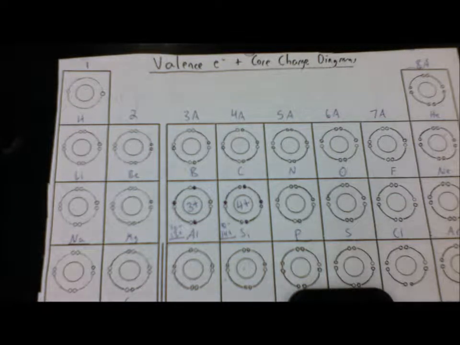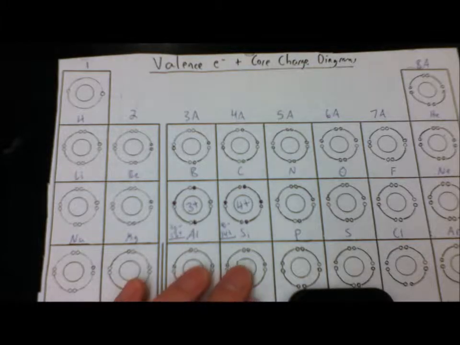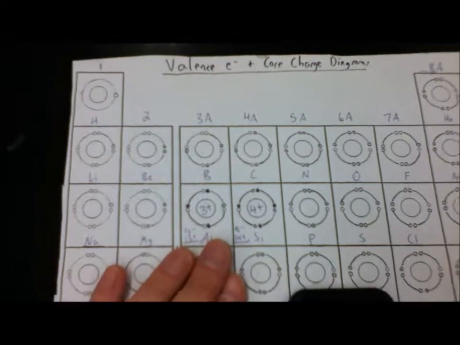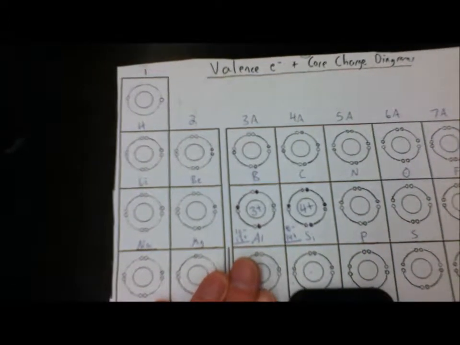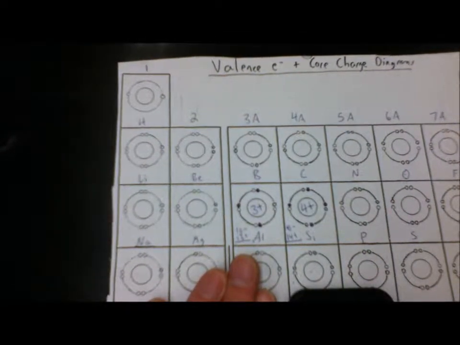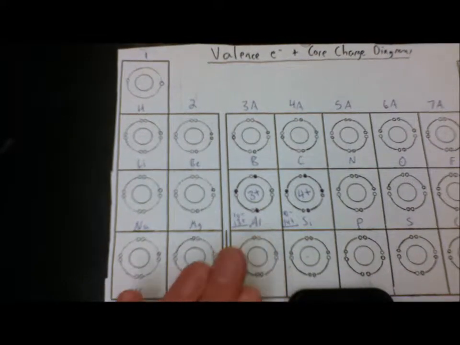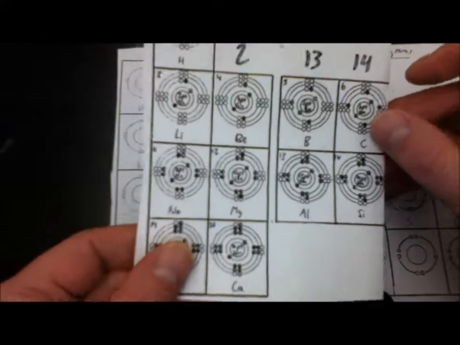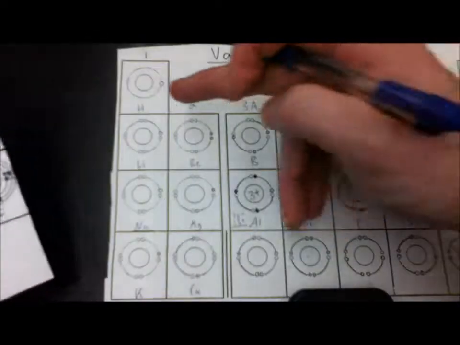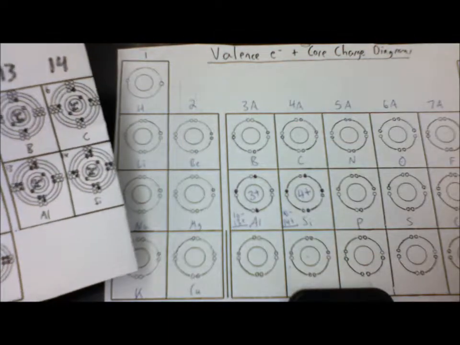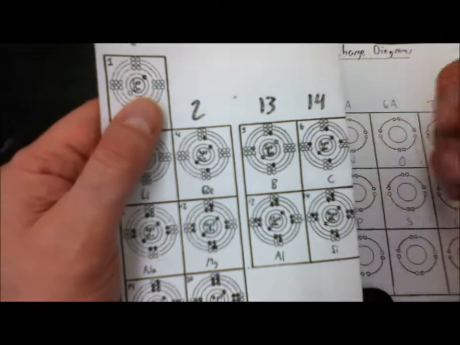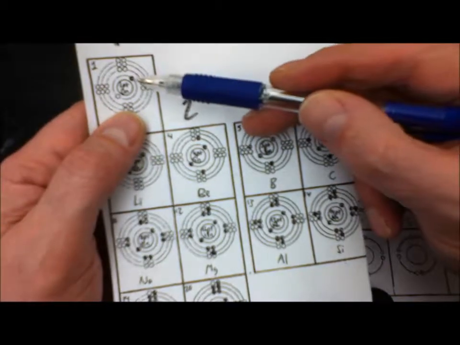Alright, this is the second diagram where we're learning how to draw valence electron core charge diagrams. I'm going to shift my paper over here a little bit. Should have probably done that beforehand. We're going to use this sheet here to complete some of these diagrams. So let's start with hydrogen. How many valence electrons does hydrogen have?